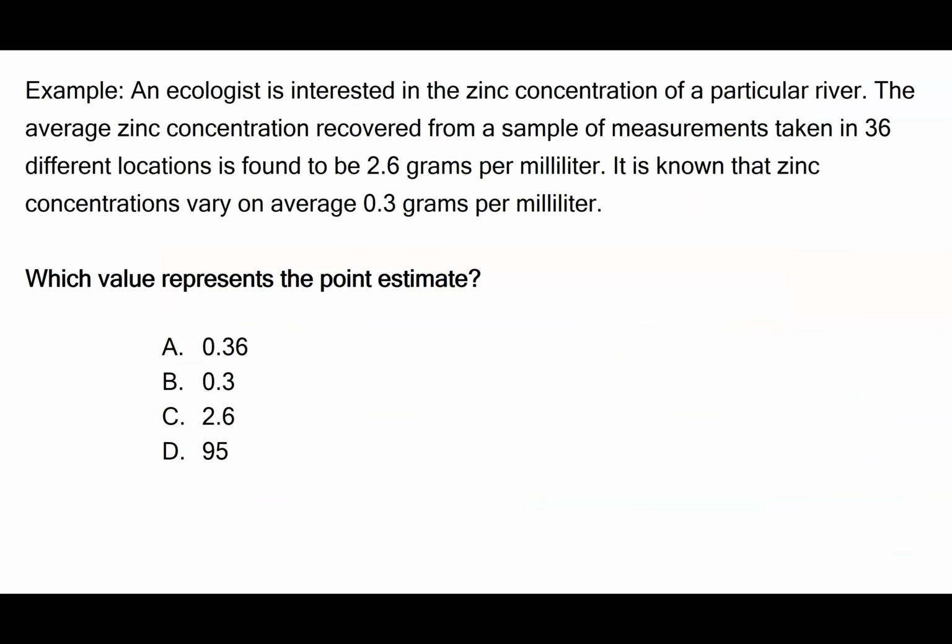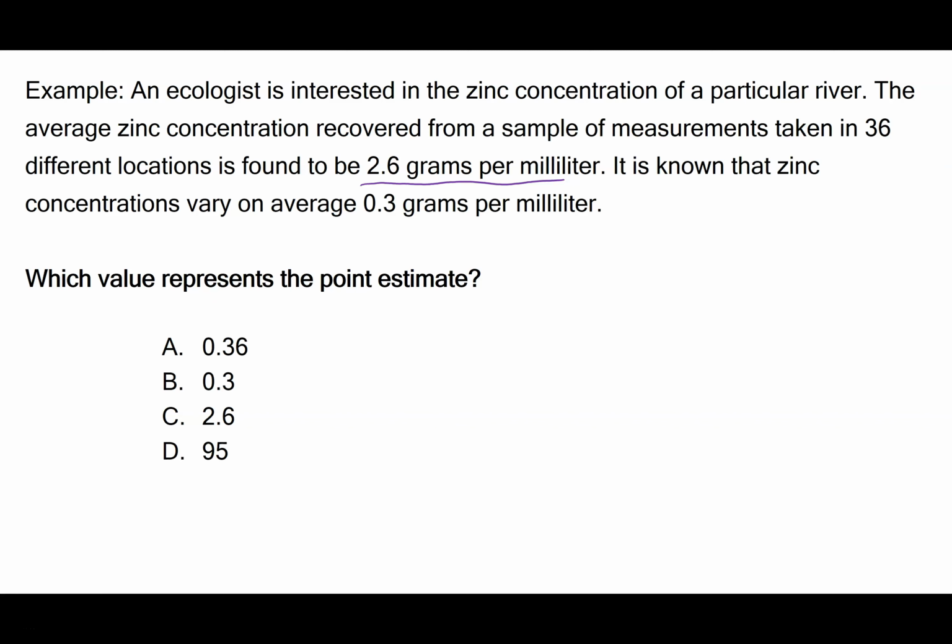So looking here, we're just going to try to identify parts. And I swear that's half of stats: interpretation, being able to read a prompt and figure out what parts are what. So we have an ecologist. They're really interested in a particular river, the zinc concentration in this particular river. So they pick 36 locations on this river at random, and they measure the zinc concentration in those 36 spots. And they find that the average in those 36 spots is 26 grams per milliliter.